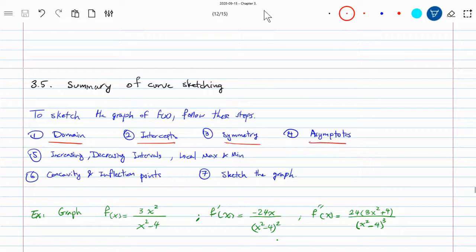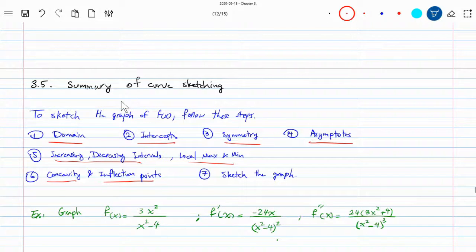After that, we will find asymptotes. We had vertical and horizontal asymptotes. And step 5 would be to find the increasing and decreasing intervals through the first derivative, which corresponds to local maximum and minimum points. We can find those as well. And finally, using the second derivative, we can find the concavity and inflection points. By finding this information, we have enough detail about the graph that we can sketch the graph of the function.